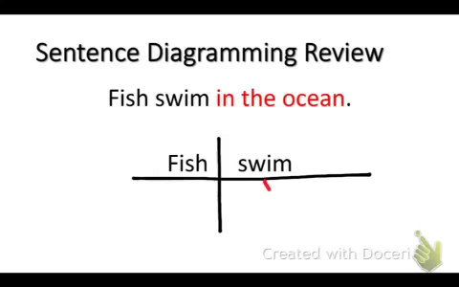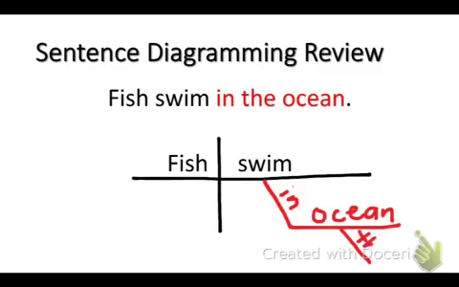The prepositional phrase diagram is going to look like that. The preposition always goes on the diagonal line. The object of the preposition goes on the horizontal line. And if that object has modifiers, in this case, the word the is modifying ocean, they go underneath the object, just like you learned in the previous slide. Modifiers go underneath whatever it is that they're describing. So now we have fish swim in the ocean correctly diagrammed.